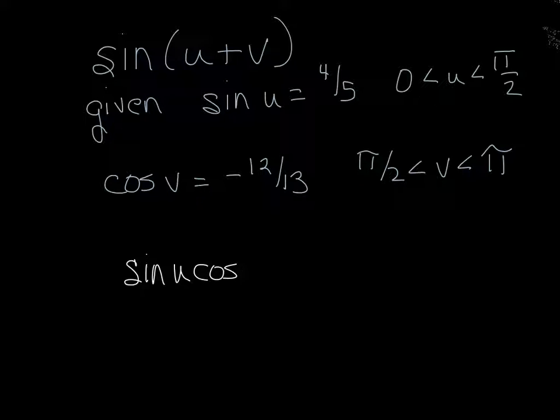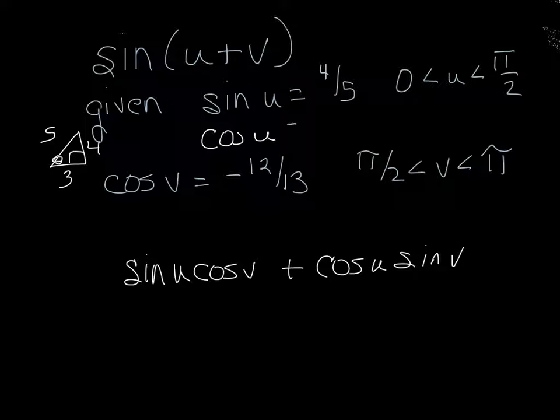All right, the formula says I'm going to need the sine of u, cosine of v, plus the cosine of u, sine of v. Now, I don't have the cosine of u, but I can find it. We can use our Pythagorean identity, or you may think about your right triangle real quick. If this is the angle, the sine is 4 over 5, and you should hopefully remember that this is going to be a 3. We're in quadrant 1, so the cosine of u is 3/5.